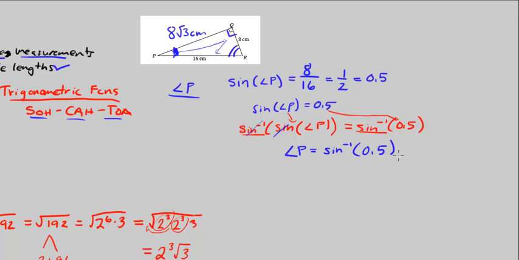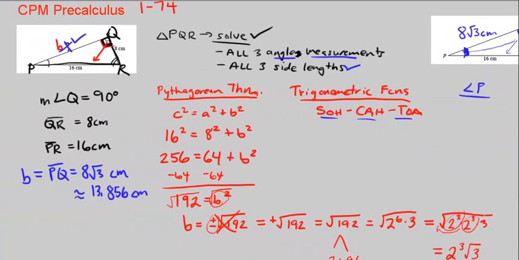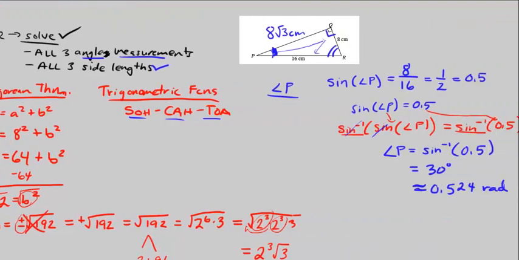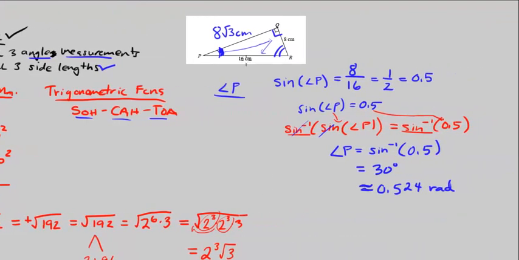So inverse sine of 0.5, and let me check to make sure my mode is in degrees. If I'm in degrees, I get 30. And if my mode is in radians, and I compute this, I get 0.5235. Oh, that 5 after the 3 makes it a 4 if I round it there. So approximately 0.524 radians. Okay? So angle P is equal to 30 degrees, or I could say 0.524 radians. Okay, so I found angle P.